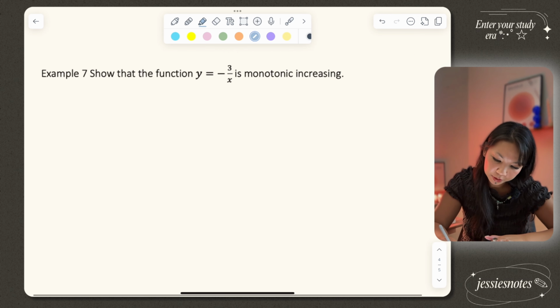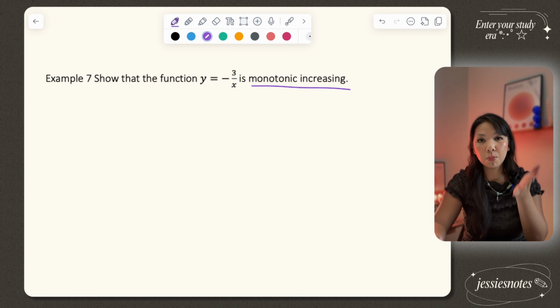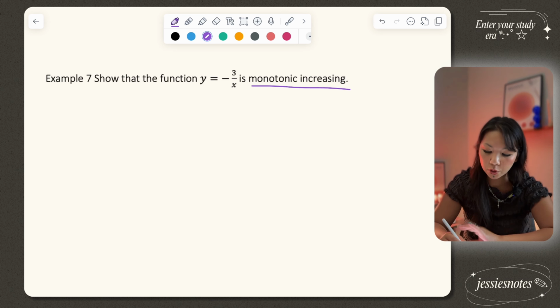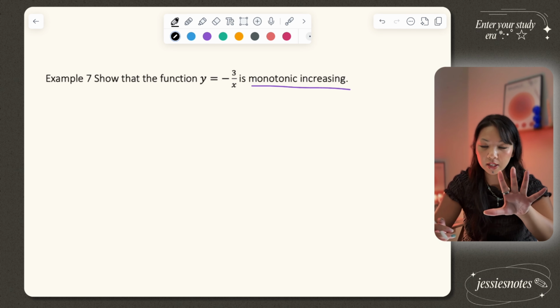Great. Example 7. Show that the function y is equal to negative 3 on x is monotonic increasing. If something is monotonic increasing, it means that the gradient of the tangent is always positive. So there are a few ways to show this. Now first, let's make sense of this.